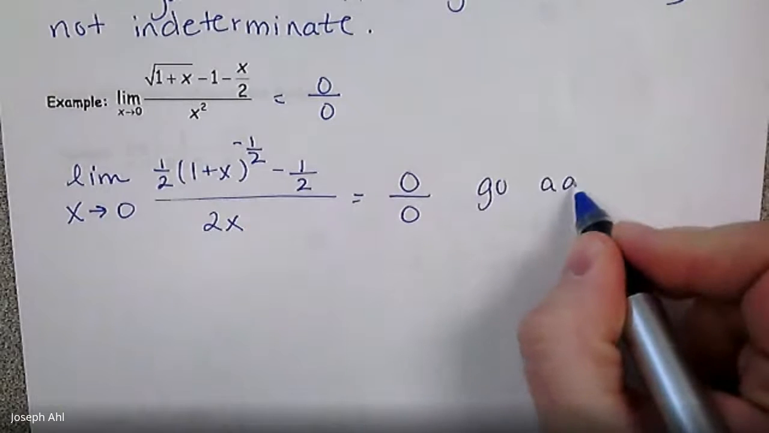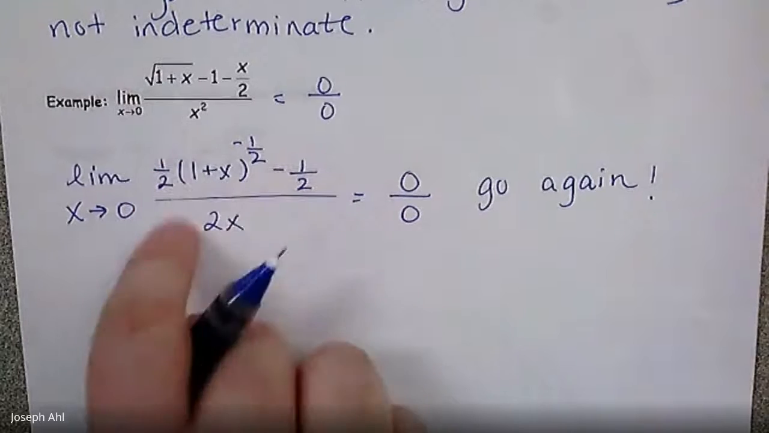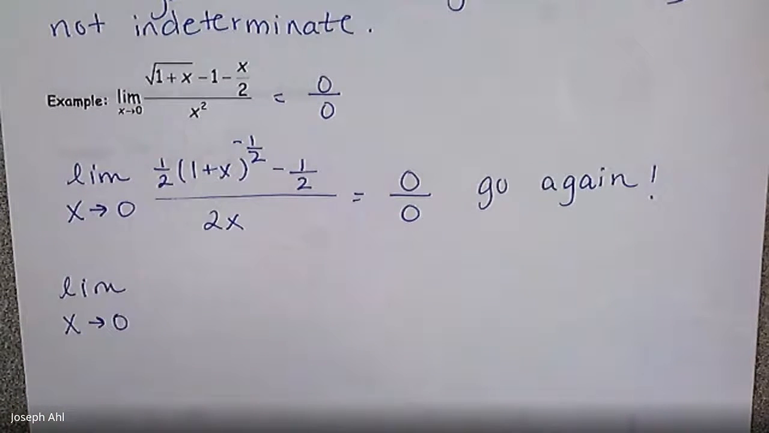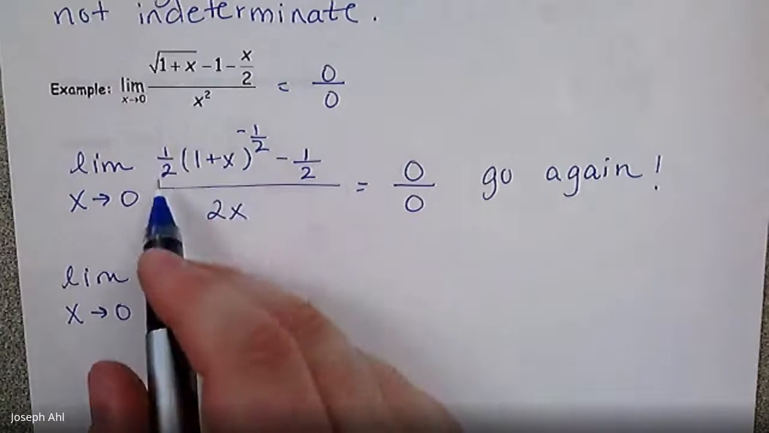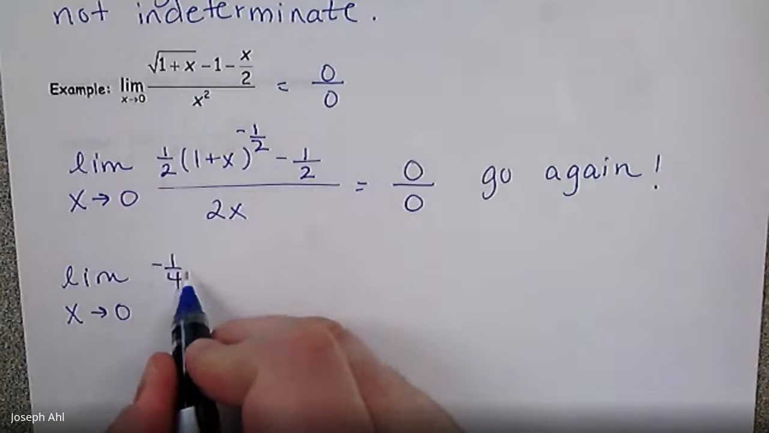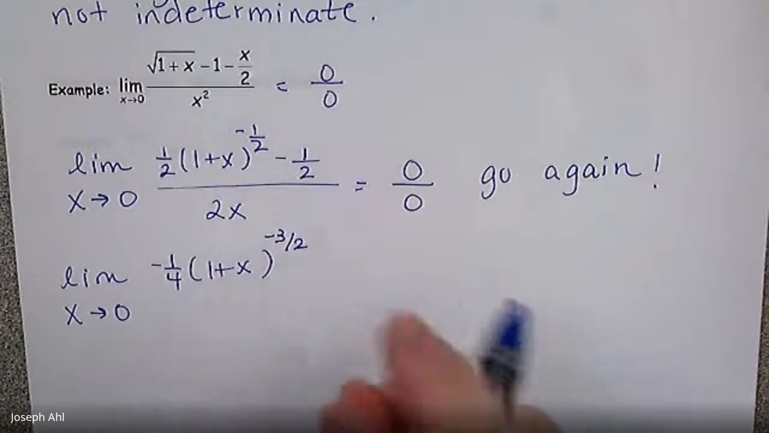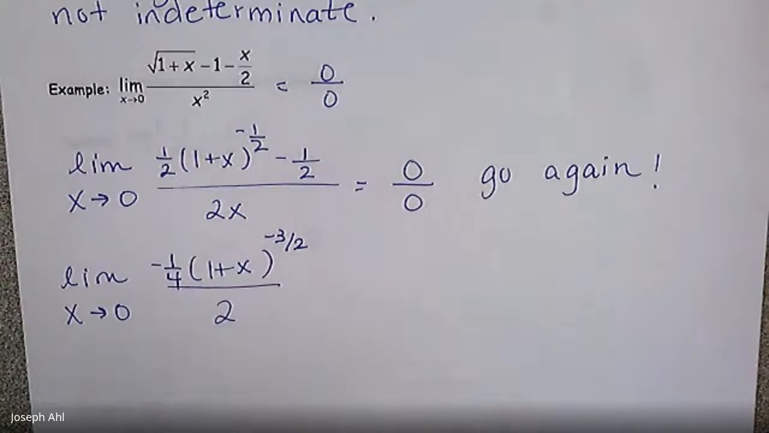So go again. That's what the stronger form of L'Hopital states. You can keep going. Find the derivative of the top, find the derivative of the bottom, and see what happens if we try again. So the derivative of the top now is negative 1/2 times 1/2, which is a negative 1/4 out front. 1 plus x to the 1 less, there would be negative 3/2 power. Derivative of the constant is 0, and the denominator is just a 2 now.